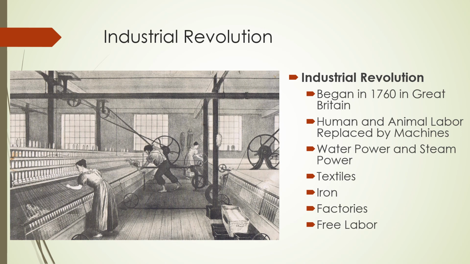Because of the important role it plays in leading to the eventual split of the United States. All right, so let's talk about what the Industrial Revolution is very briefly. It is basically replacing human and animal labor with machines. So human and animal labor being replaced by machine labor.